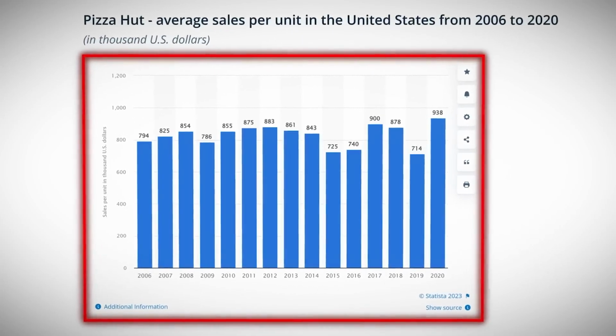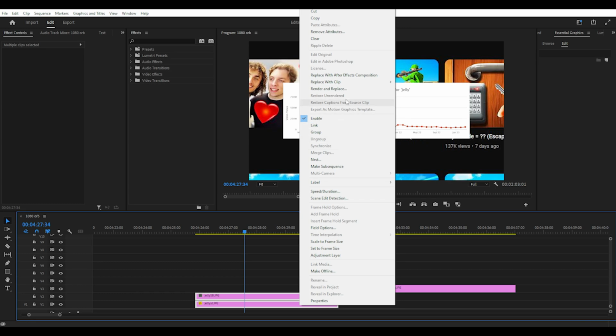Import your images into Premiere Pro, then highlight them and replace with After Effects composition.